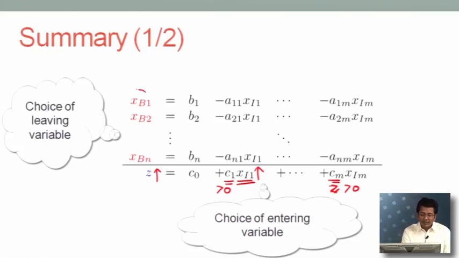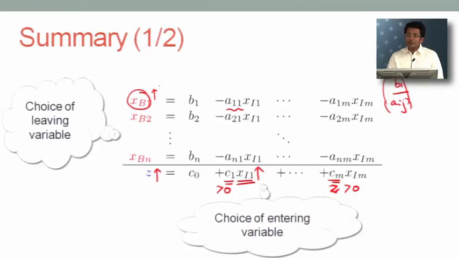You look for a leaving variable by doing an analysis where you look for bi by aij, you look for the ratio, and you want to see which one is the smallest. But you have to be careful that in some of these rows, an increase to xi could lead to an increase in the basic variable. So you have to be careful about that. Okay, so we have covered the choice of entering variable and how to choose a leaving variable.